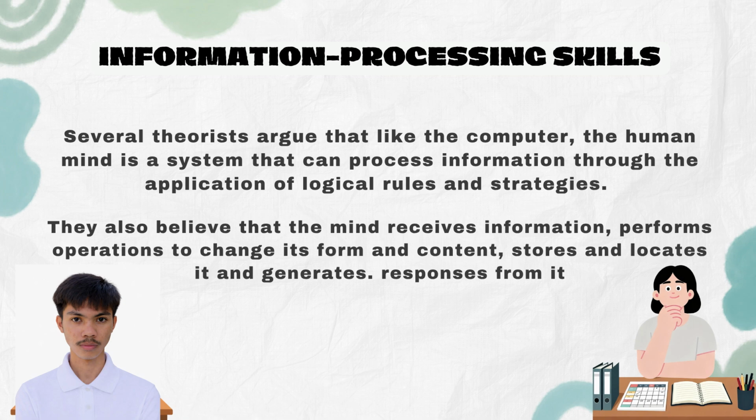They also believe that the mind receives information, performs operations to change it in form and content, stores and locates it, and generates a response from it. So it says that the mind goes through specific stages, starting from the reception of the information. Once the data is received, the mind actively transforms it in form and content while storing it in memory for later use. After that, the system completes the cycle by locating that stored information to generate an appropriate response.